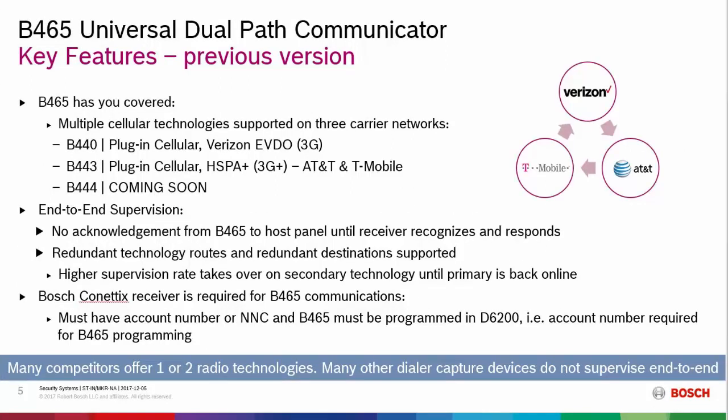Here we're going to talk about some of the cellular solutions for the 465. The main cellular solutions that we have today are the 440, which is our Verizon 3G, 2G communicator, and the 443, which is a 3G plus, your HSPA network, and that's an AT&T, T-Mobile, and also a Rogers solution. We have a note in here, the 444 coming soon.